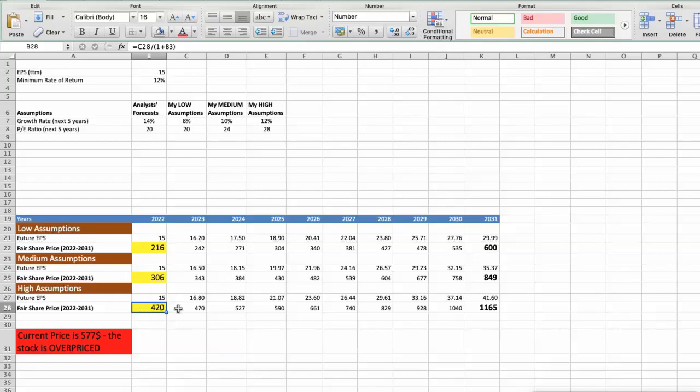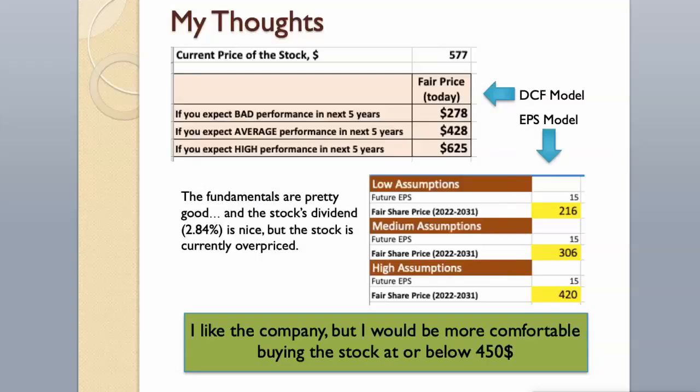As you can see, today the stock is overvalued, $577, even if we expect the company's high performance in future. The fundamentals are pretty good. And the stock's dividend, 2.84%, is nice, but the stock is currently overpriced. I like the company, but I would be more comfortable buying the stock at, or below $450.